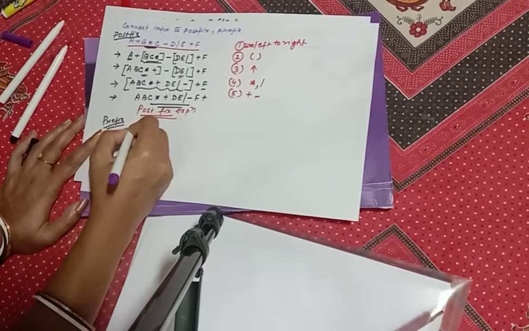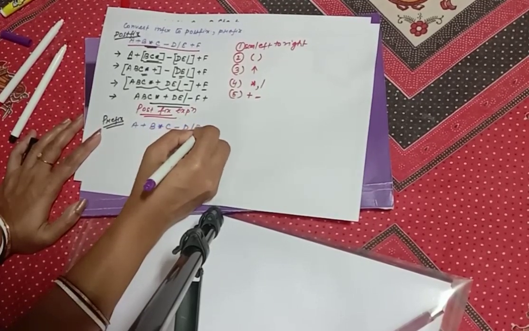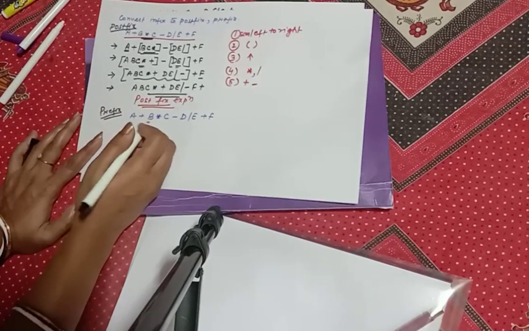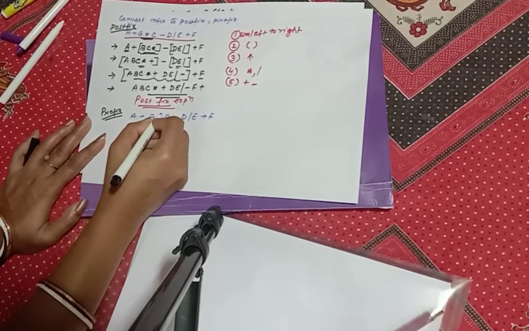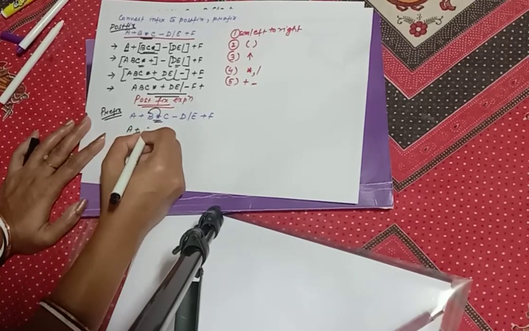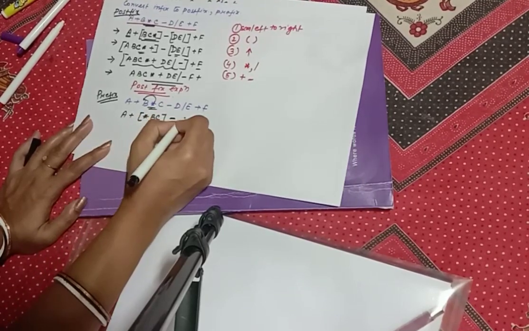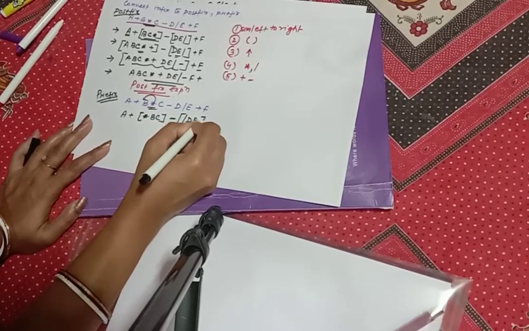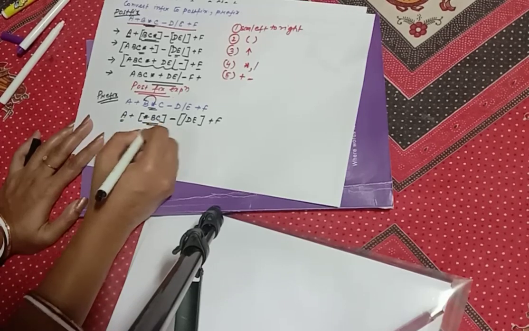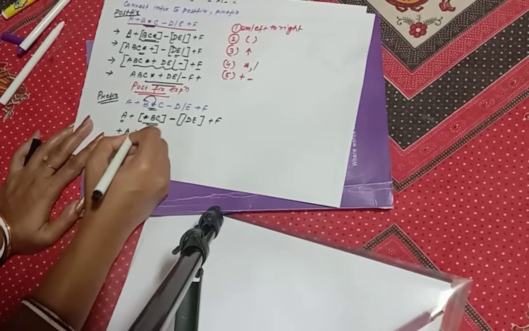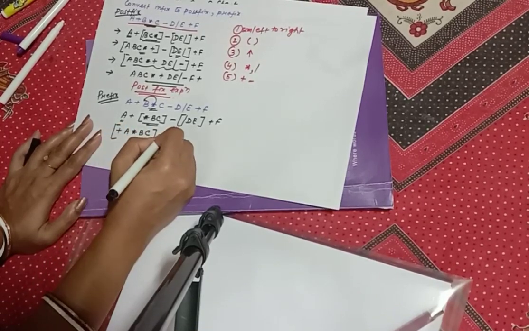The expression is A plus B into C minus D by E plus F. So we will solve this portion first. So A plus, now this will come before B, that is... next we will solve this part and this part. So plus A into B C, minus.